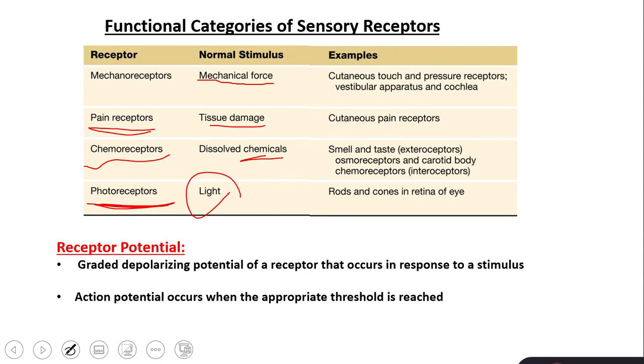The receptors are responsible for creating a receptor potential, which is a kind of graded depolarizing potential. If you go up to the appropriate threshold, action potential happens, and then the sensory signal goes to the central nervous system.